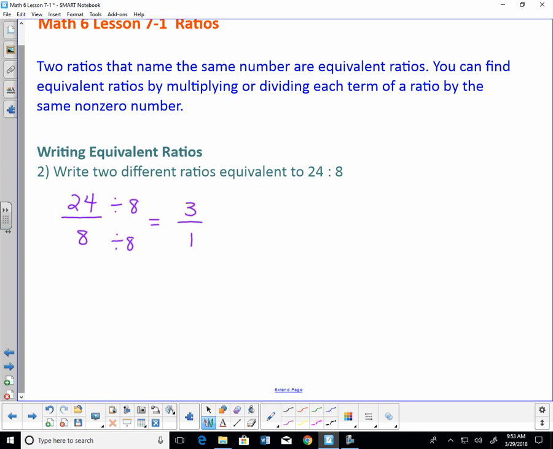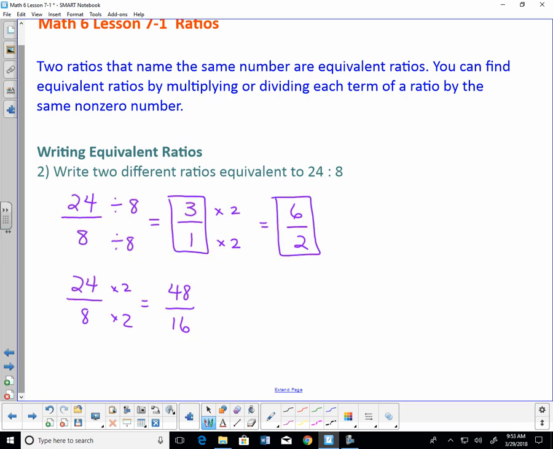If I take 3 to 1 and I multiply 3 times 2 and 1 times 2, that will give me 6 to 2, which is another equivalent ratio. I could take my original ratio of 24 to 8, and I could multiply that by 2, and I could get 48/16. All of these are equivalent ratios: 3 to 1, 6 to 2, 48/16.